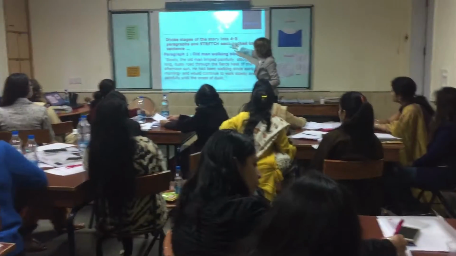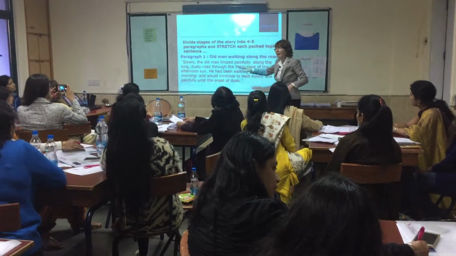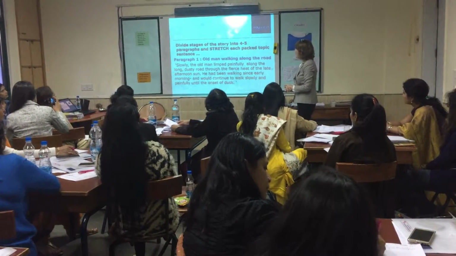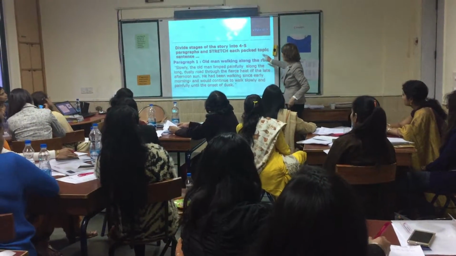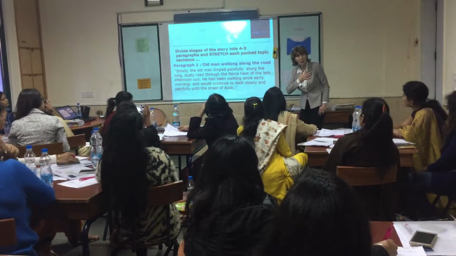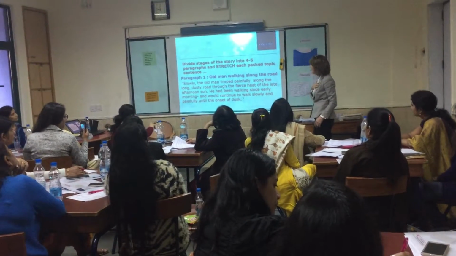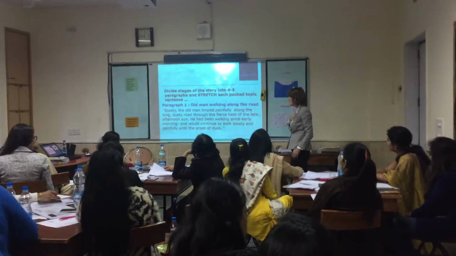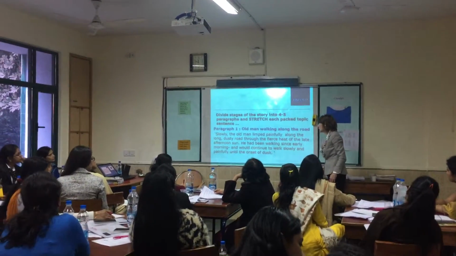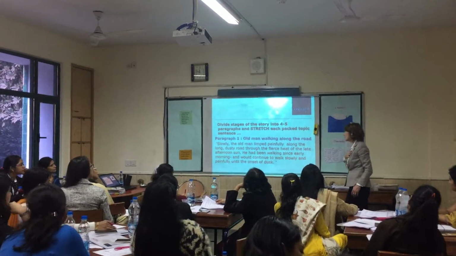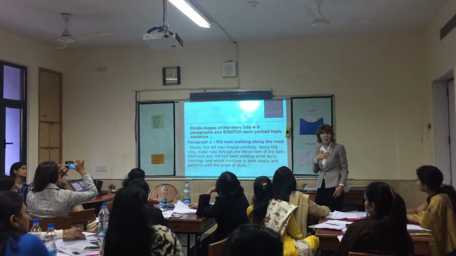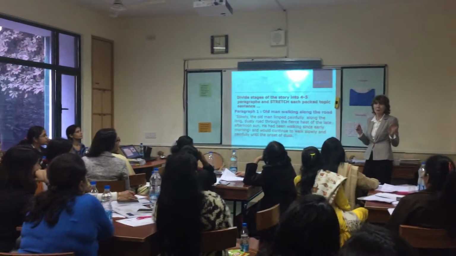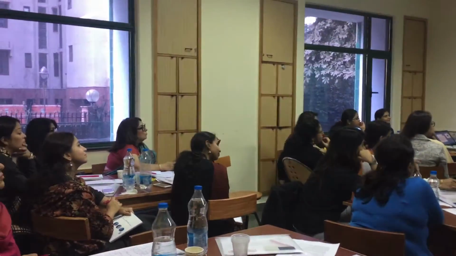So what you do is you divide the story into 4 to 5 paragraphs and you stretch. It's like pulling it, each topic sentence. So the old man walking on the road, that's my paragraph. Slowly the old man limped painfully along the long dusty road through the fierce heat of the late afternoon sun. He'd been walking since early morning and would continue to walk slowly and painfully until the onset of dusk. All he is doing is walking. I'll put a little bit more in there about, he's always searching for something.